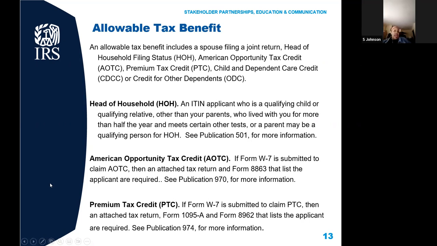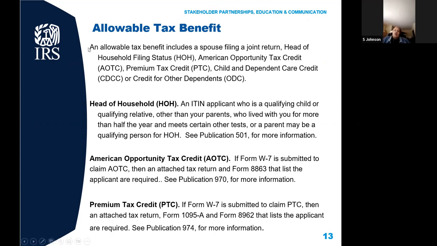As we continue on, okay, there are some tax benefits, even though they have an ITIN. Okay, an allowable tax benefit includes the spouse filing a joint return, the status of head of household, the American Opportunities Credit, which is when you're going to school, it's the first 4 years of post-secondary, the premium tax credit for health insurance, the child and dependent care credit, or the credit for other dependents, meaning that the person holding the ITIN could be eligible for some of these.